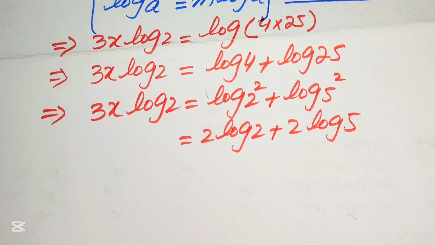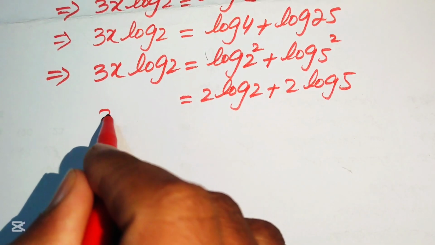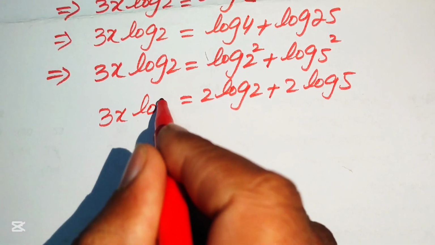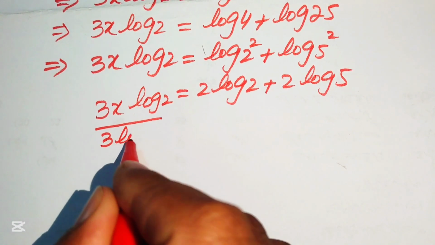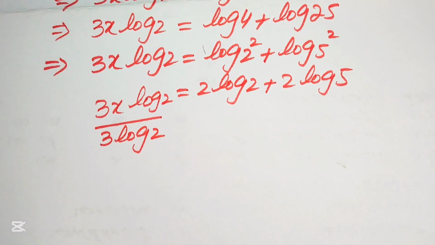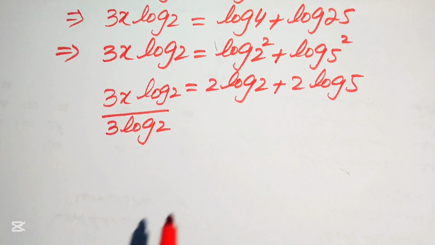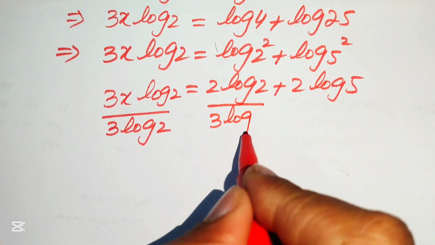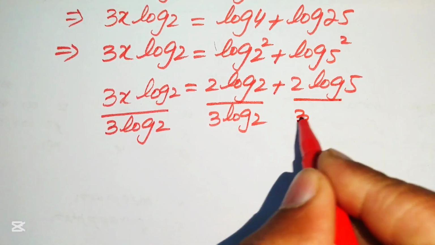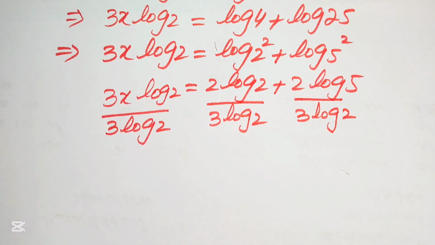Now further we need to divide both sides by 3 log 2 in order to find the value of x. So on both sides we divide each of these terms by 3 log 2 in this way. 3 log 2. We also divide this term by 3 log 2.